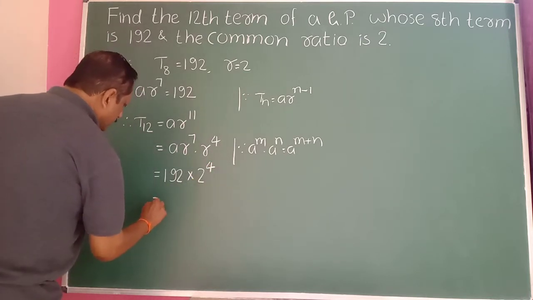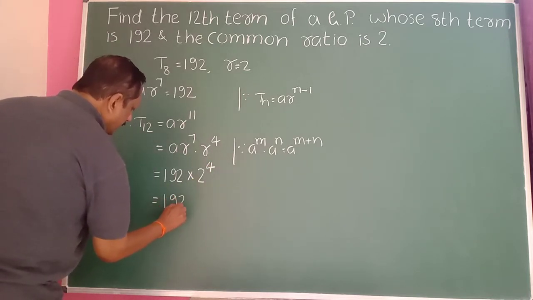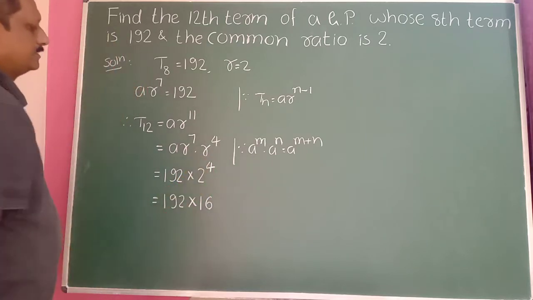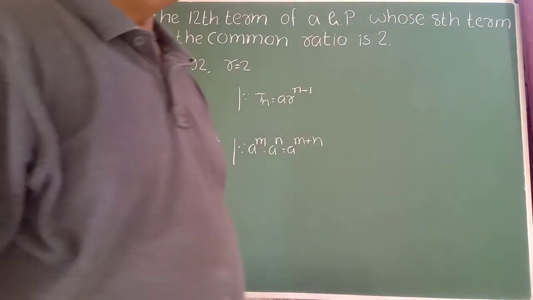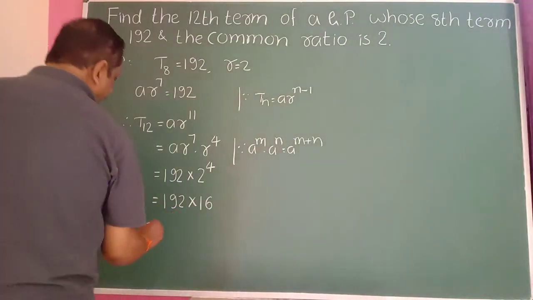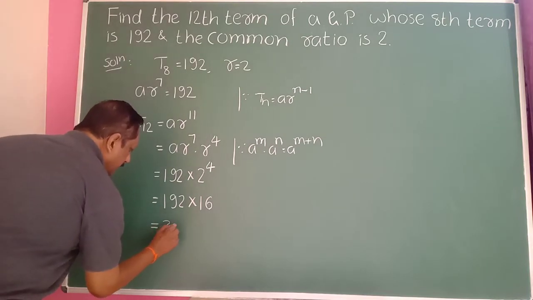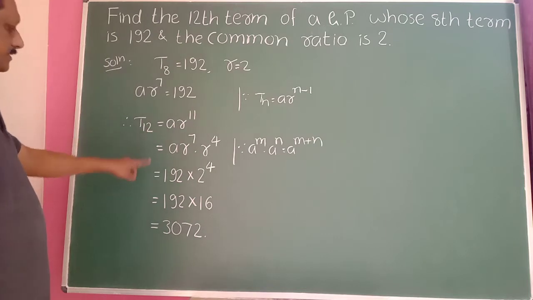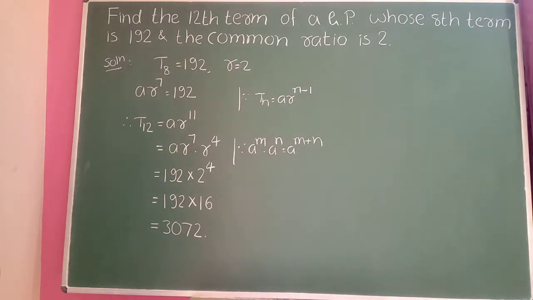Therefore this is equal to 192 into 2 raised to 4, which is 16. So 192 into 16 is 3072. That multiplied gives 3072 as the answer here. So the 12th term is 3072.